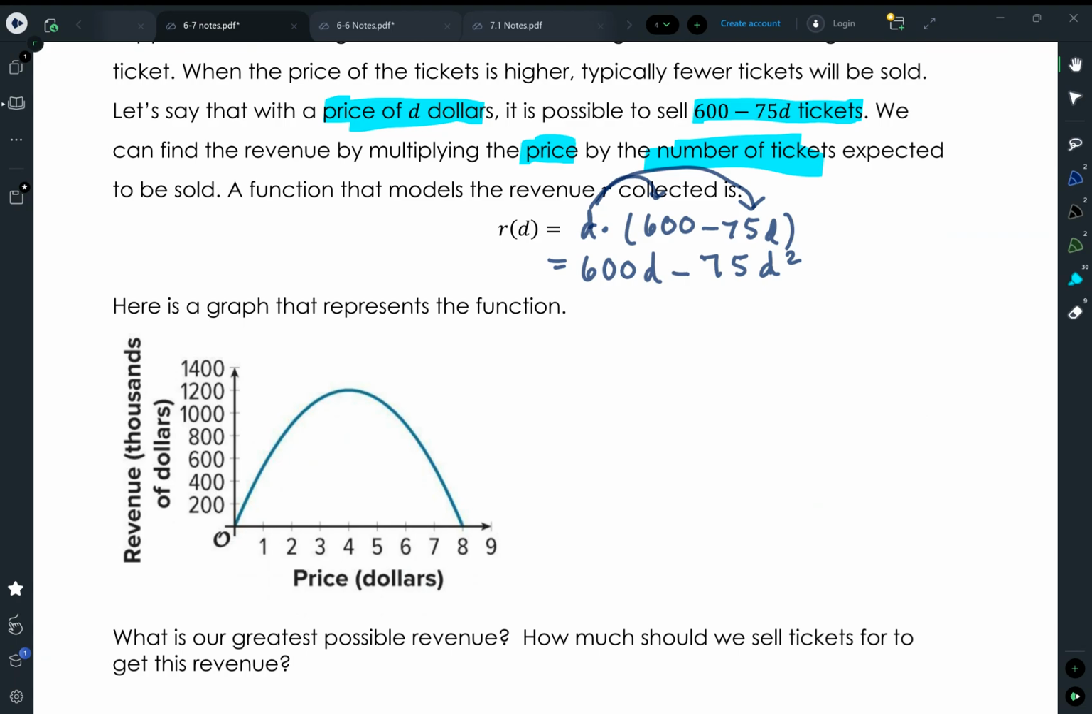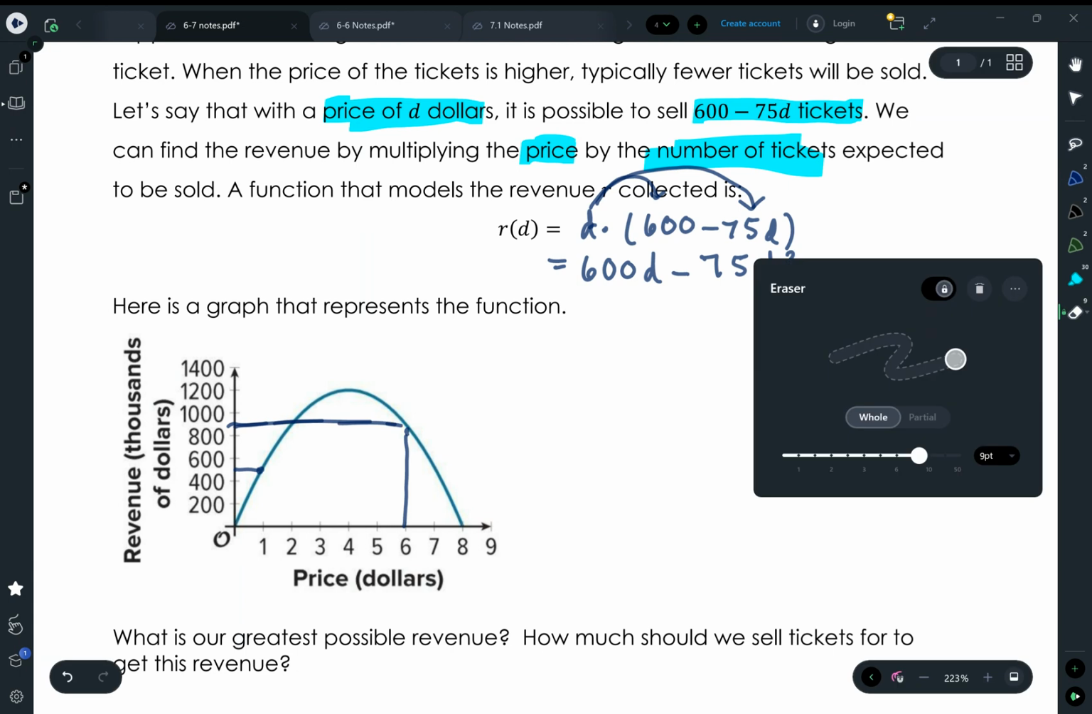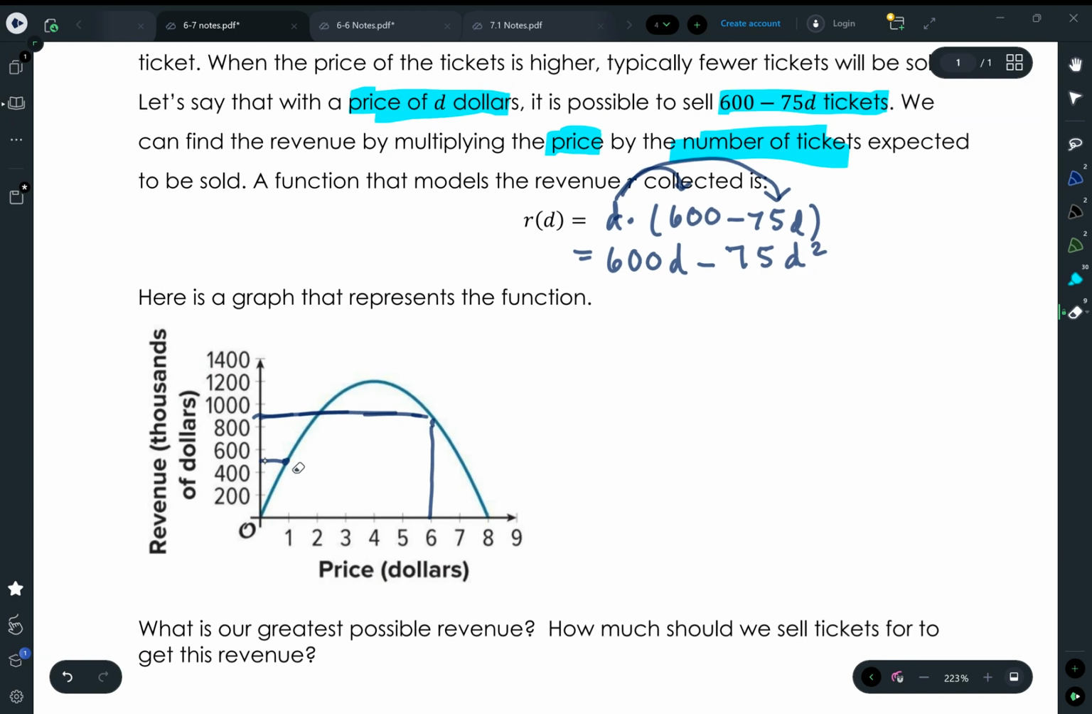So here we have a graph that represents the function. You can see if I sell my tickets for $1, it looks like about $500 that we would actually sell and make, right? Versus if we sell them for $6, it looks like we would sell a lot more, maybe about 900 at that point, right? So that's how my graph is working. I've got revenue and I've got the price that I'm selling the tickets for. I'm sorry I'm moving this around so much.